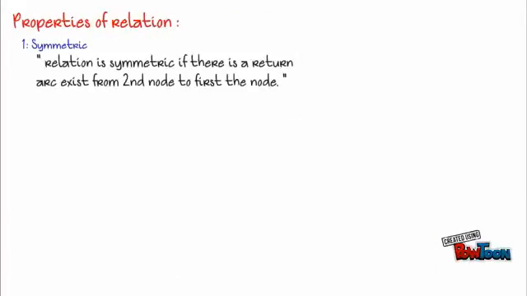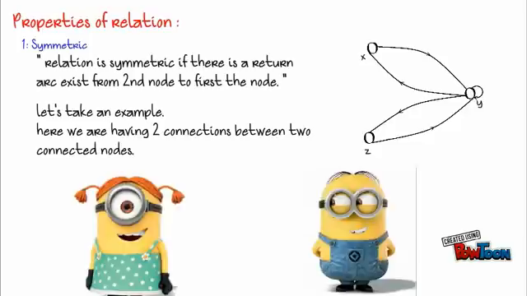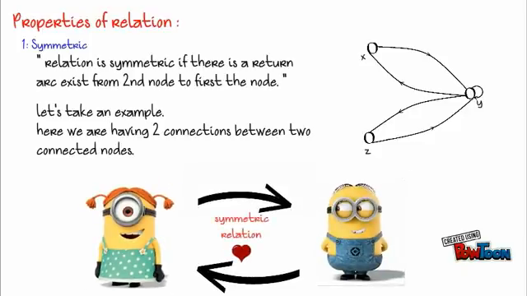Now, properties of relation. First, symmetric. A relation is symmetric if there is a return arc from the second node to the first node. Let's take an example. Here the arc goes from the first node to the second node and again returns to the first node.